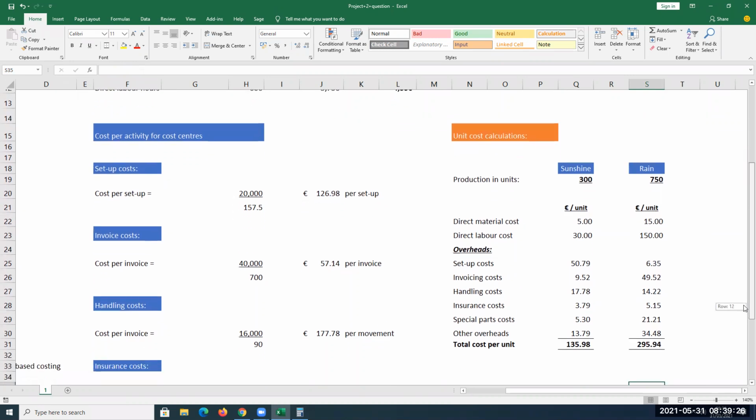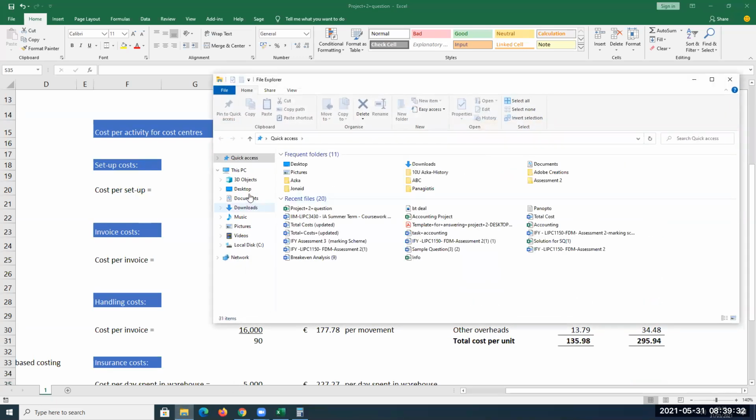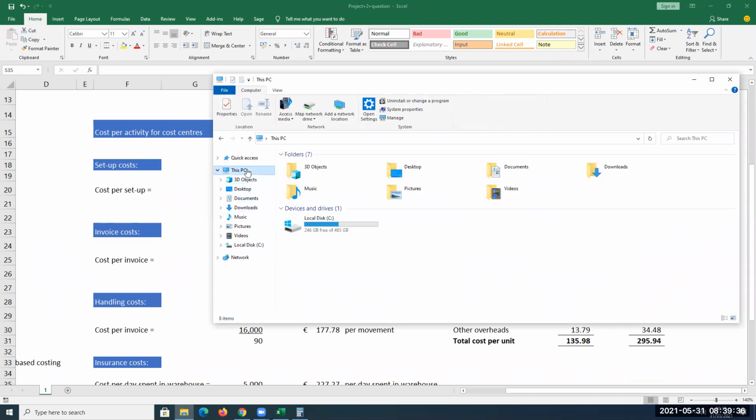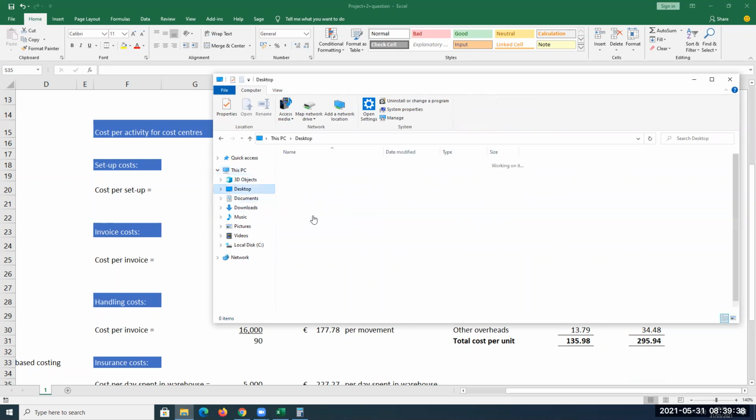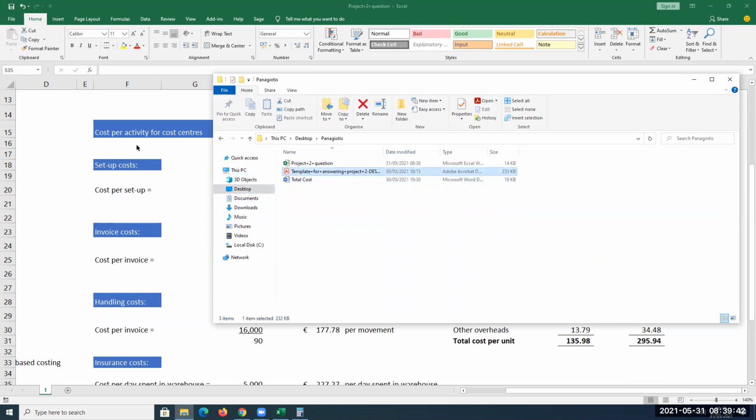Okay. Now you sent me another file. Yes, I have one more. Yes, I can show you. It is on the desktop. Yes, this is the template.